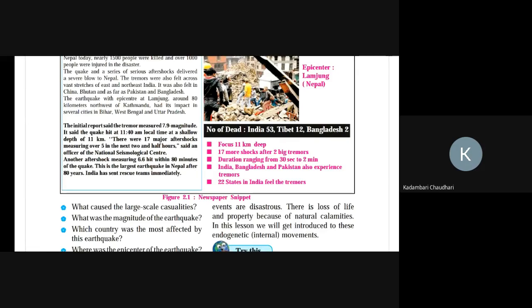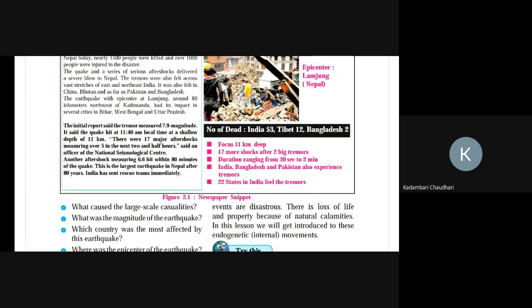Said an officer of the National Seismological Center. Another aftershock measuring 6.6 hit within 80 minutes of this quake. So the first quake came at 11:40. It was of 7.9 magnitude. Then again a major aftershock came. The magnitude of that was 6.6, and it hit 80 minutes after the first shock. This is the largest earthquake in Nepal after 80 years. मतलब 80 साल पहले ऐसा एक अर्थक्वेक नेपाल में आया था, लेकिन उसके बीच जो 80 साल थे, उसमें इतना बड़ा अर्थक्वेक नेपाल में कभी नहीं हुआ. This is the largest earthquake.